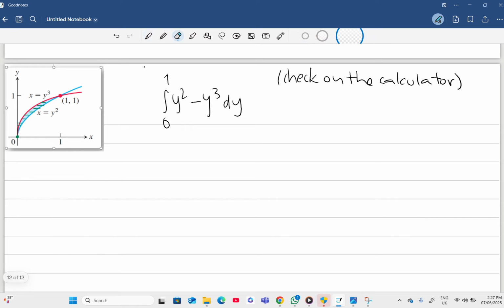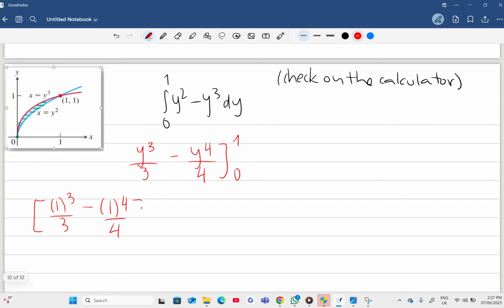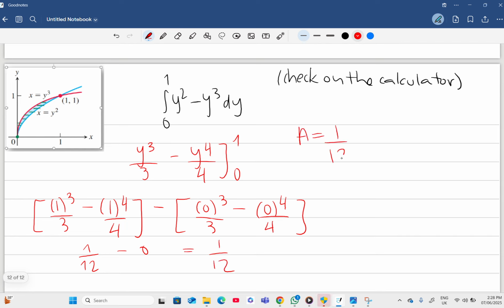Okay, so let us solve it. We are going to get y cubed over 3 minus y to the power of 4 over 4, from 1 to 0. So we're going to get 1 to the power of 3 over 3 minus 1 to the power of 4 over 4, minus 0 to the power of 3 over 3 minus 0 to the power of 4 over 4. This is going to give us 1 over 12 minus 0, which gives me 1 over 12. So the area of this curve is 1 over 12.